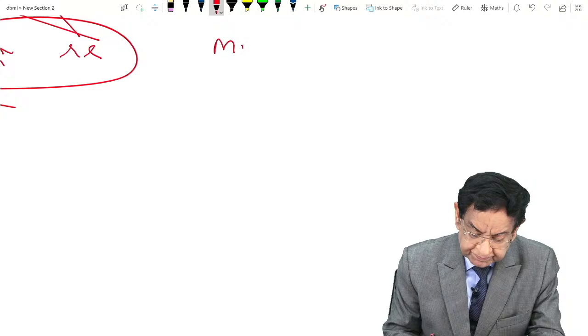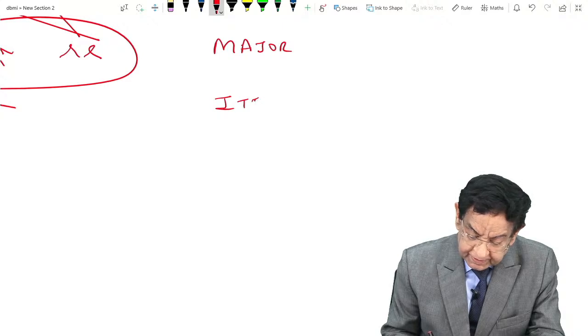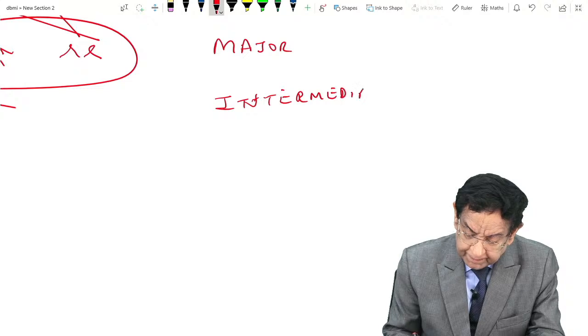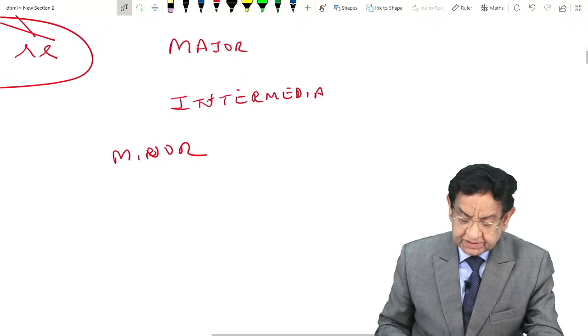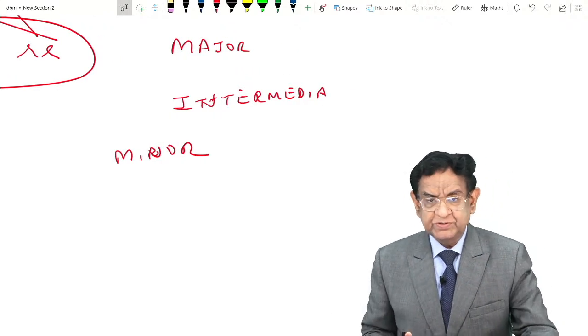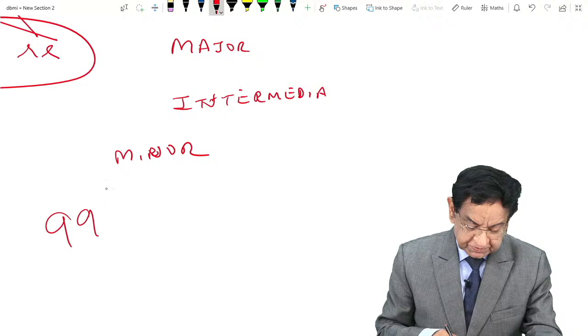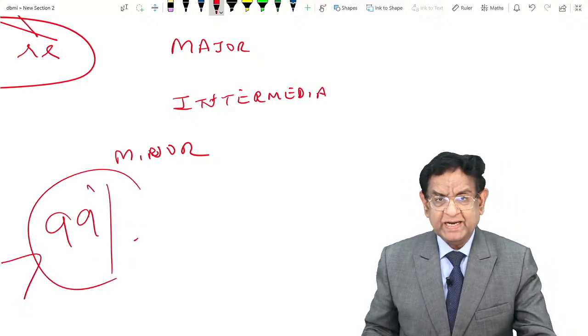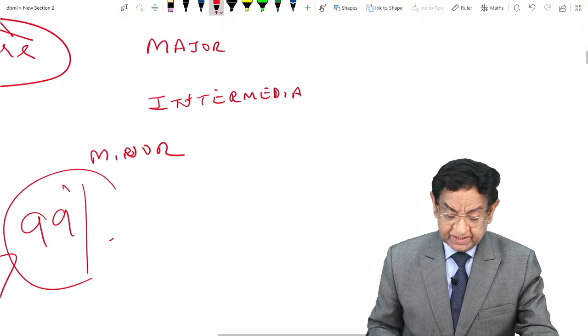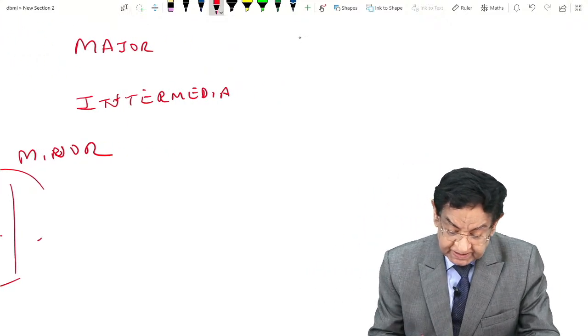Major, intermediate, and minor. This causes confusion to 99% of students. More than 99% of students are not clear what these are. So this we learn from basic concept. Let's start from basic concept.